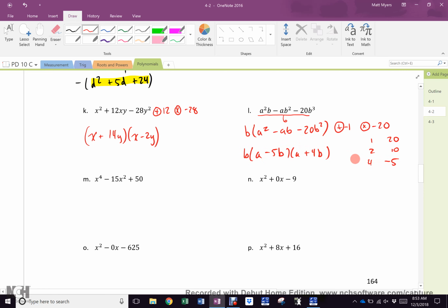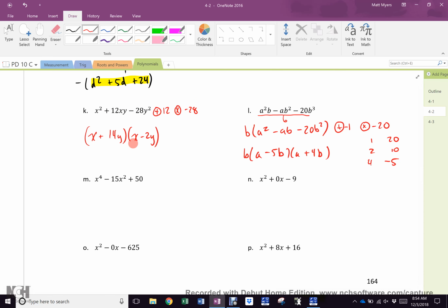Good? Okay. Another way that helps, if this guy is negative, then it's got to be plus and minus. If this guy is positive, then they got to be the same sign. If that guy's positive, they got to be both positive. Okay? So let's look at M.